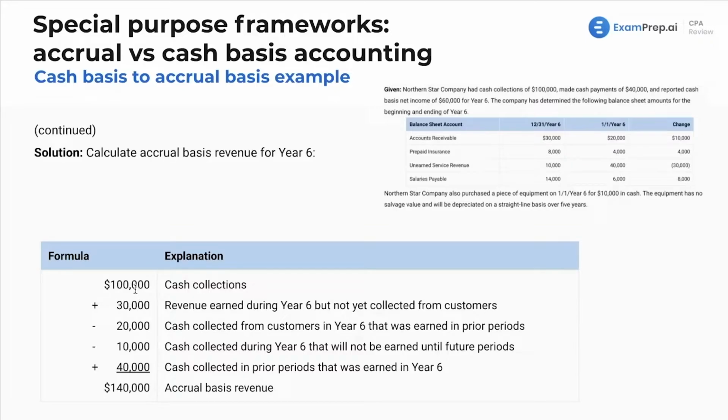So here, that is going to be the $30,000 from the end of the year. That's revenue earned during year 6, but not yet collected from customers. And we're subtracting that out by $20,000, which is the beginning of that, the $20,000 here. Now, you might be asking me, why don't you just put the change in there and calculate that? Well, you can, and you should if that helps.